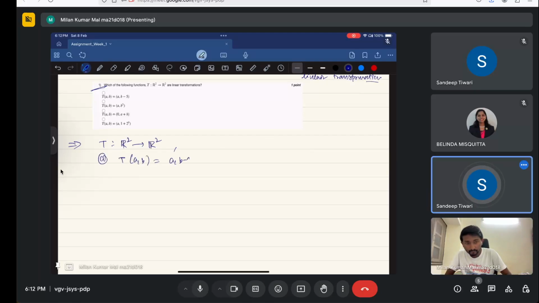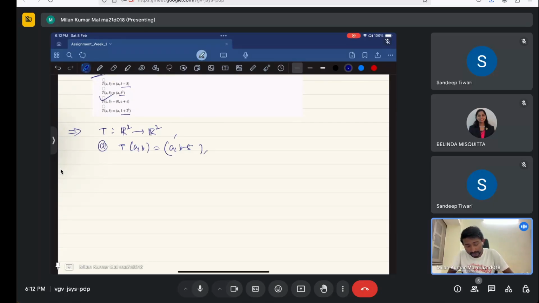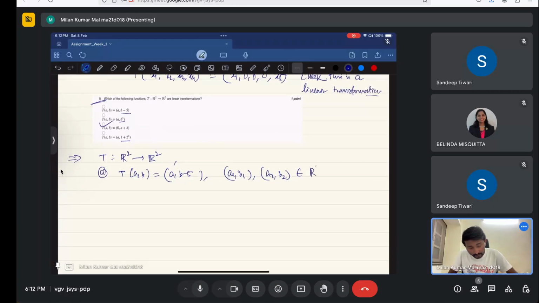Only the third, yes, because here is the b cube, so that will be restricted. Here is 1 plus, that will be the restriction, and here will be minus 5. But we'll just discuss case by case. So consider two elements (a1, b1) and another element (a2, b2) inside R2.